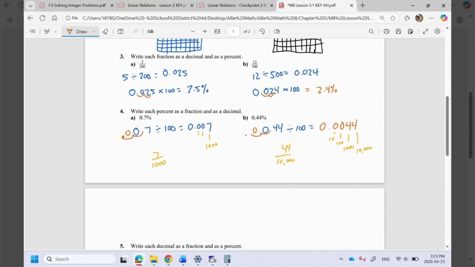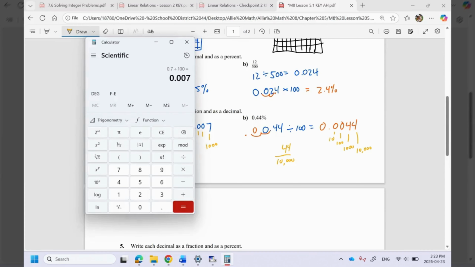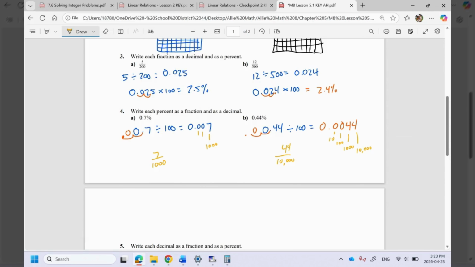And then we can reduce each of these. I think 4 is going to go into each of these. So we can go, 44 divided by 4. It's going to give us 11. And we'll have 10,000 divided by 4. That gives us 2,500. So we'll have 11 over 2,500 as our fraction.